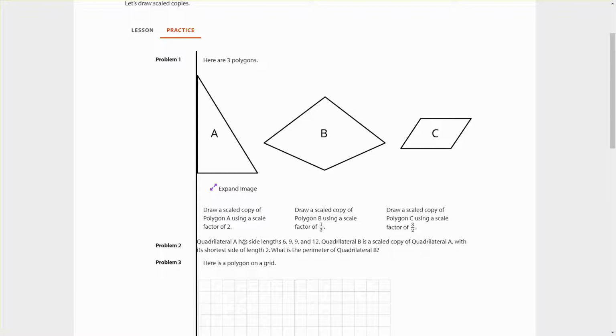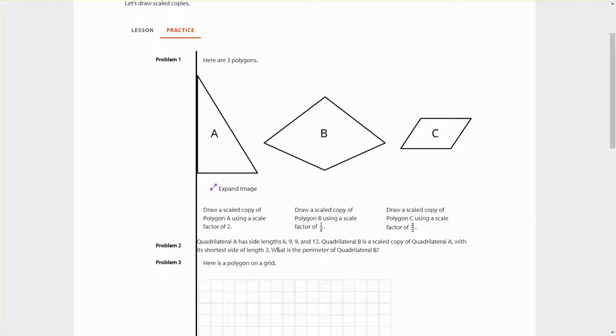Well, if the shortest side in quadrilateral A is 6, and the shortest side in a scale copy of it is 2, then what are you going to do to divide? Well, 6 divided by what gives you 2? So if you're thinking 3, then that's almost like the scale factor. In reality, the scale factor is 1/3. You're ending up with a smaller scale copy. But you need to know the other side lengths to go with that as well.